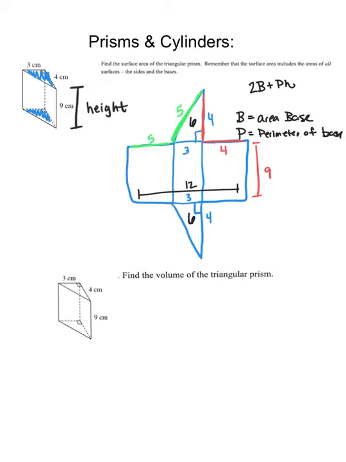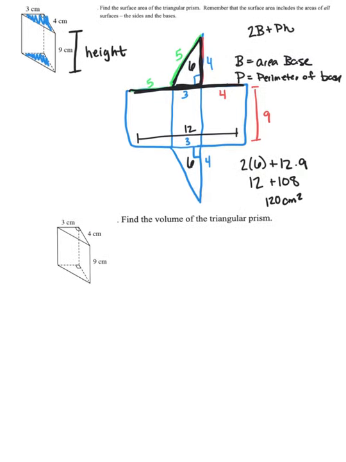So then putting it together, I would have 2 times the area of the base plus the perimeter of the base, which would be this 3 plus 4 plus 5, or looking at my net, this 3 plus 4 plus 5, they're the same thing, times the height of the solid. So then simplifying that expression is going to give me 120 square centimeters for the surface area of that triangular prism. Let's take a look at the volume.